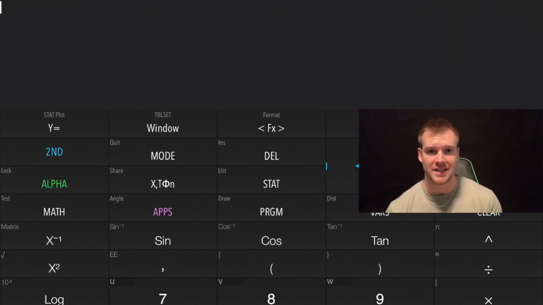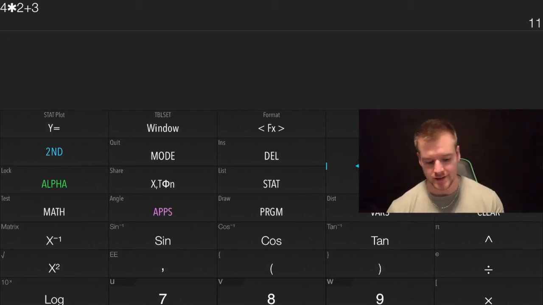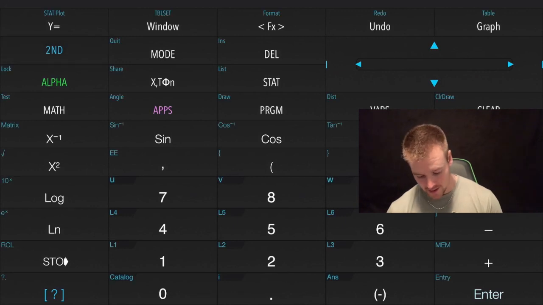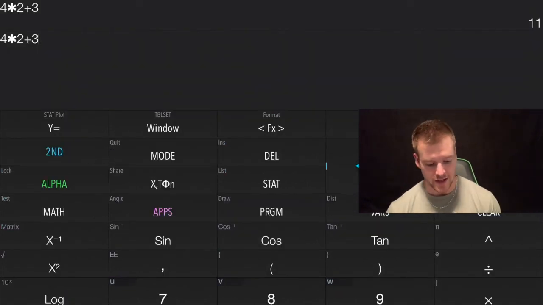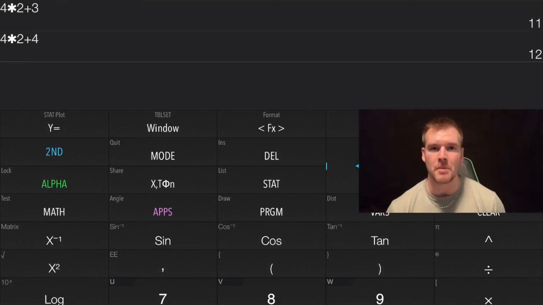Also, if you want to put in the same entries you had before, so maybe you did 4 times 2 plus 3, and then you get your number, and you're like, wait, actually I meant to add 4 instead of add 3. Instead of retyping that again, you can go second enter, and then you get your previous entry, and then I can just switch that to the 4, and then I can get my right answer. So that's useful for operating your calculator.